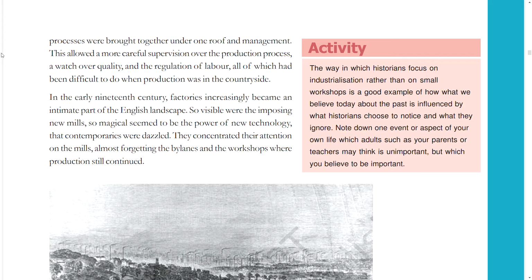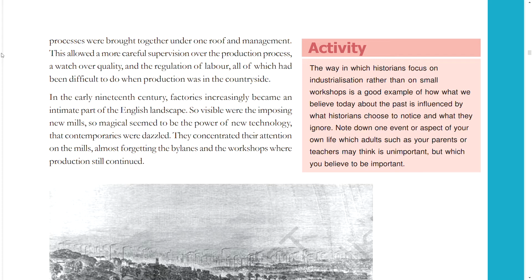In the early 19th century, factories increasingly became an intimate part of the English landscape. So visible were the imposing new mills, so magical seemed to be the power of new technology, that the contemporaries were dazzled. They concentrated their attention on the mills, almost forgetting the bylanes and the workshops where production still continued.